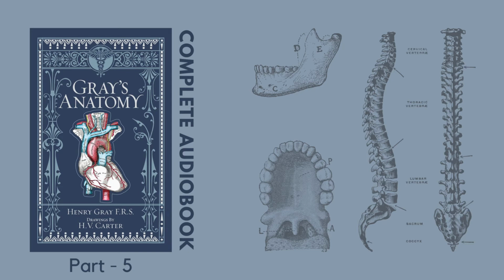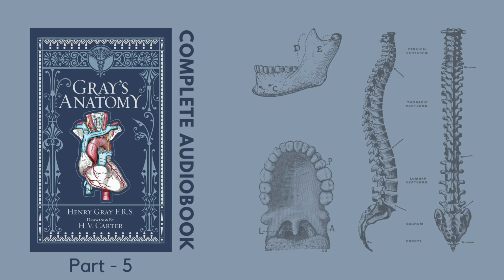2. Costotransverse articulations, articulationes costotransversariae. The articular portion of the tubercle of the rib forms with the articular surface on the adjacent transverse process an arthrodial joint. In the 11th and 12th ribs this articulation is wanting.